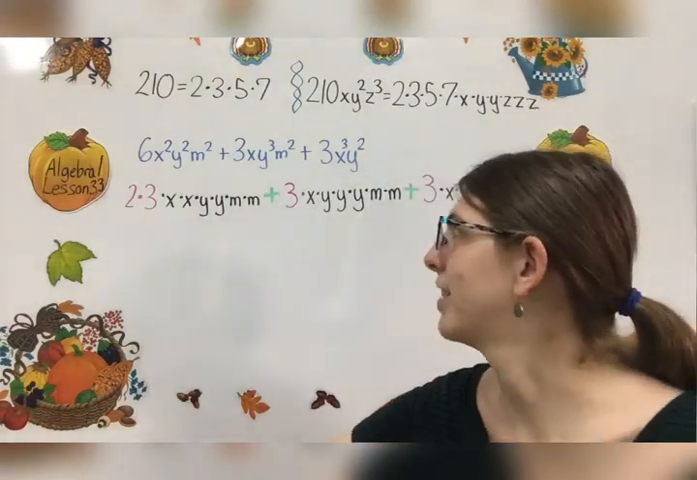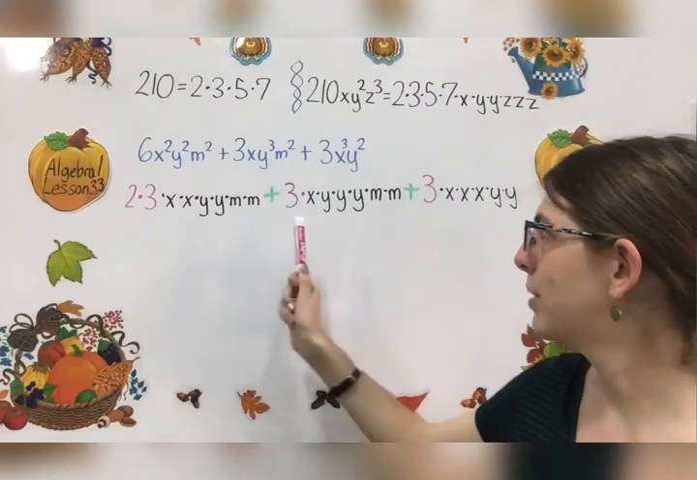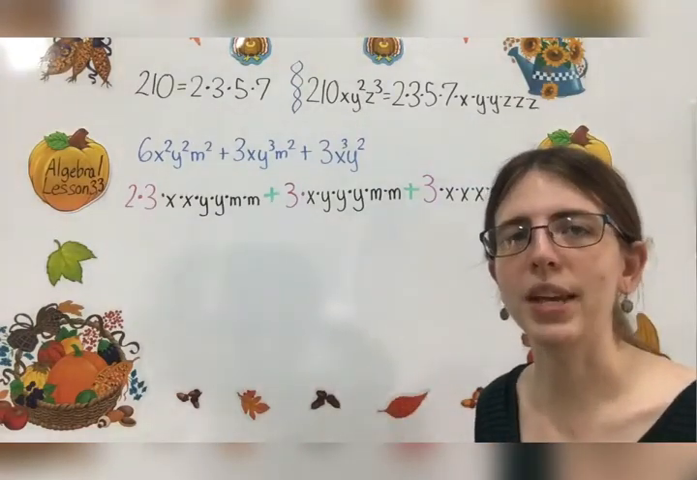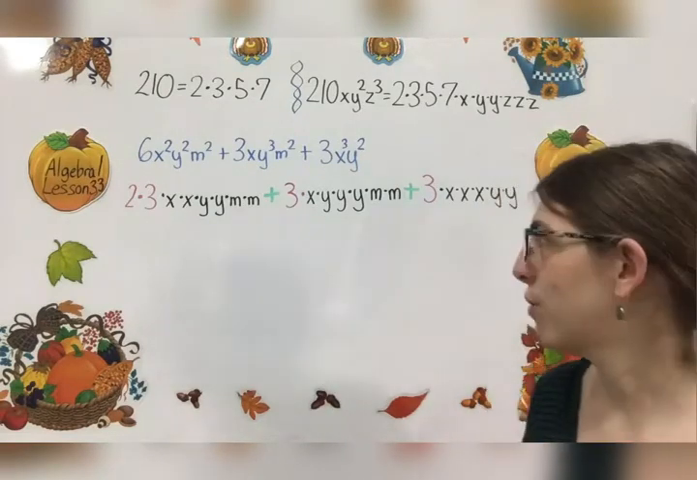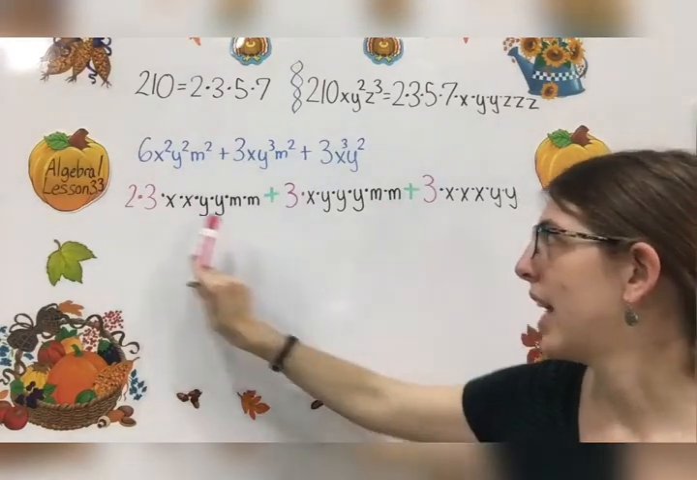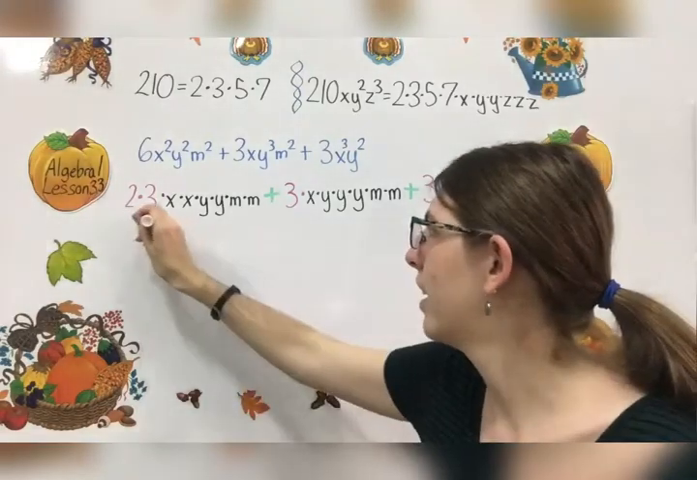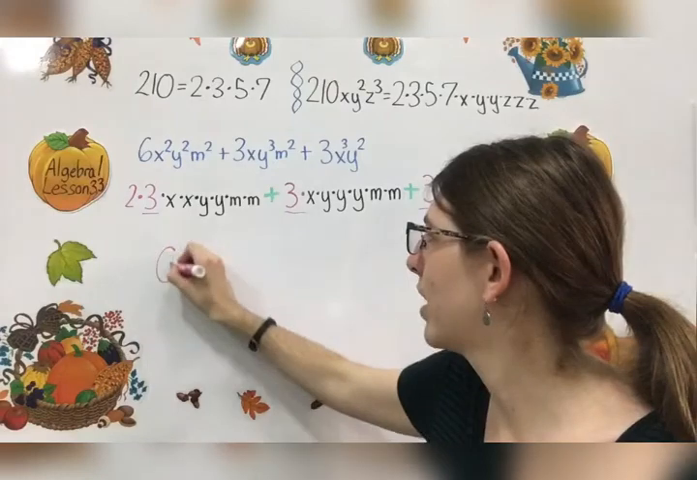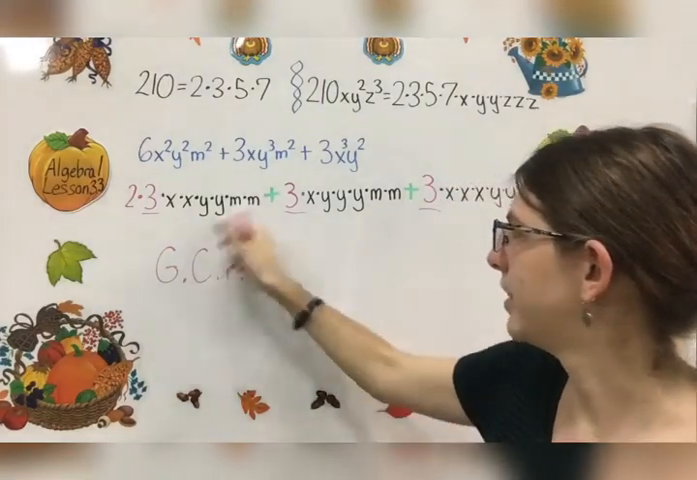Looking here at this example, look first at our numerical factors. Here I have 2 times 3, 3, and 3. What factors are common in all three of them? The 3, right? I have a 3 here, a 3 here, and a 3 here. I do not have a 2 over in this term or in this term. So only the 3 is a common factor. So the start of my greatest common factor is that 3.